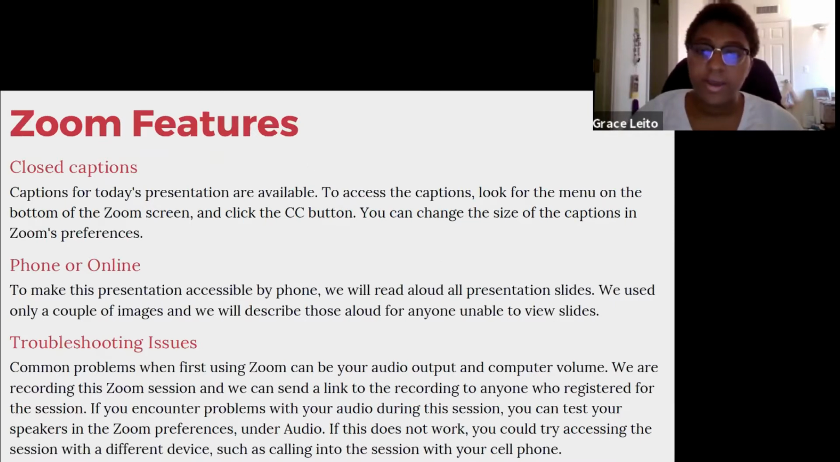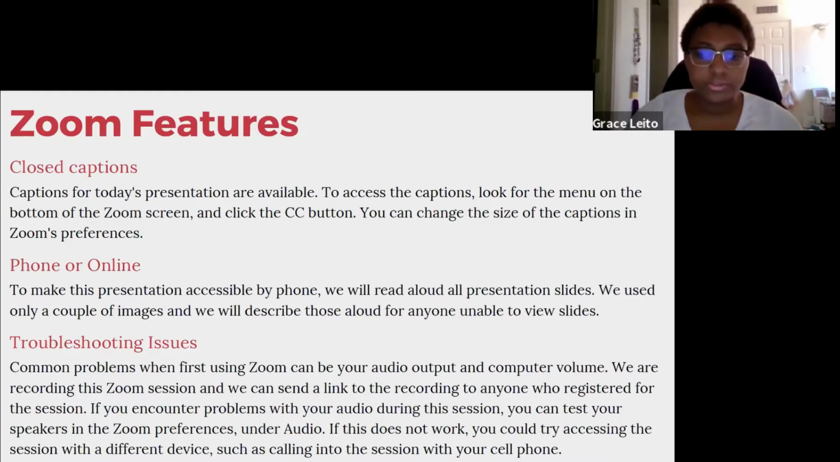This presentation is available on the phone or online. And to make this presentation accessible by phone, we're going to read aloud all the presentation slides. And we made sure to use only a couple of images, and we will describe those aloud for anyone unable to view the slides.